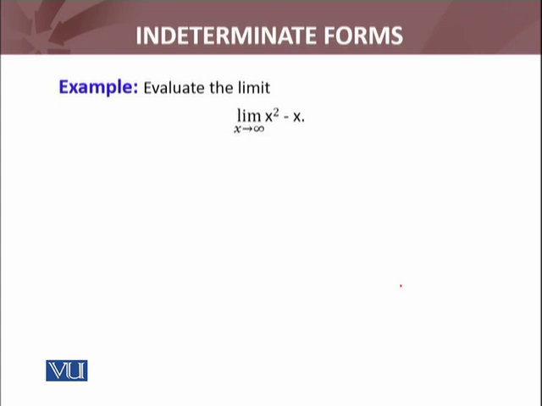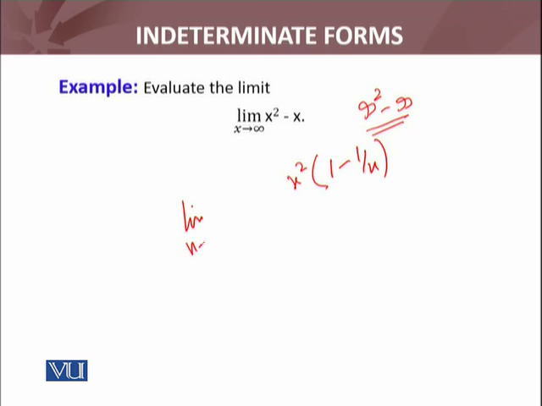Consider this example. Limit x approaches infinity of x square minus x. If I put x as infinity, I get infinity minus infinity. In fact, infinity square minus infinity, this form is made. So once again it is not allowed in mathematics. So I will do some computation. I can write this function as x square times 1 minus 1 by x.